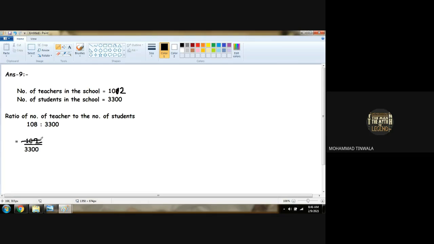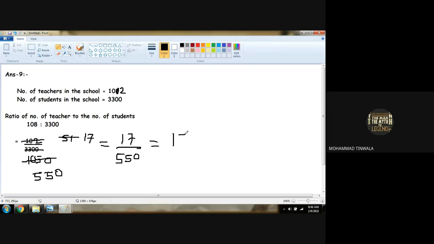Okay. Now 2 5s are 10. 2 1s are 2. 2 1650s are 3300. Now 3 1s are 3, 3 7s are 21. Now 3 5s are 15. Again 0 as it is. So 17 is a prime number. So our answer will be 17 upon 550 because there is no common factor left in numerator and denominator.